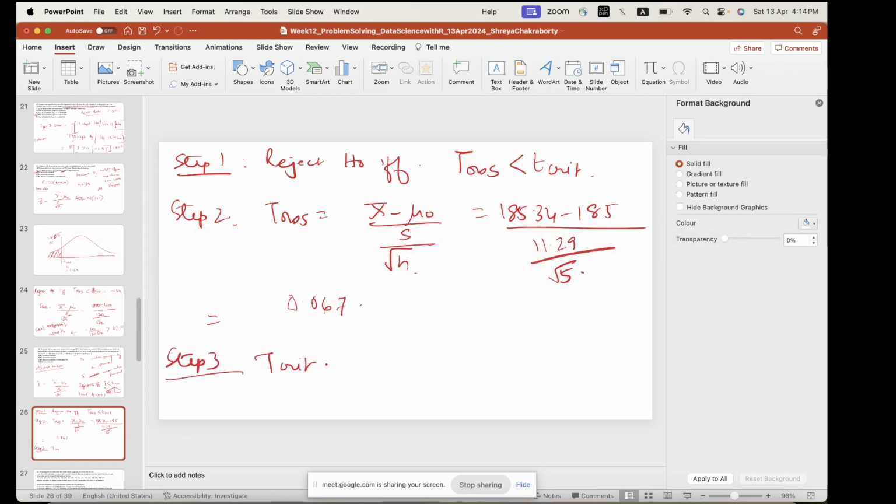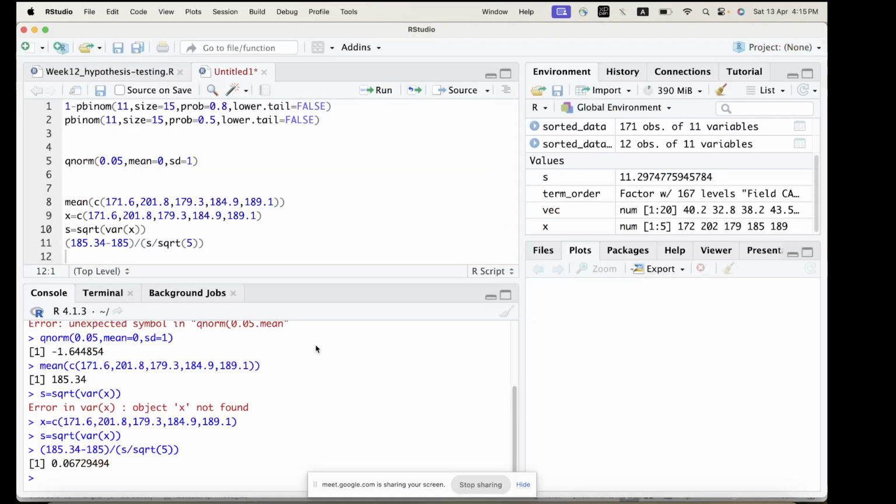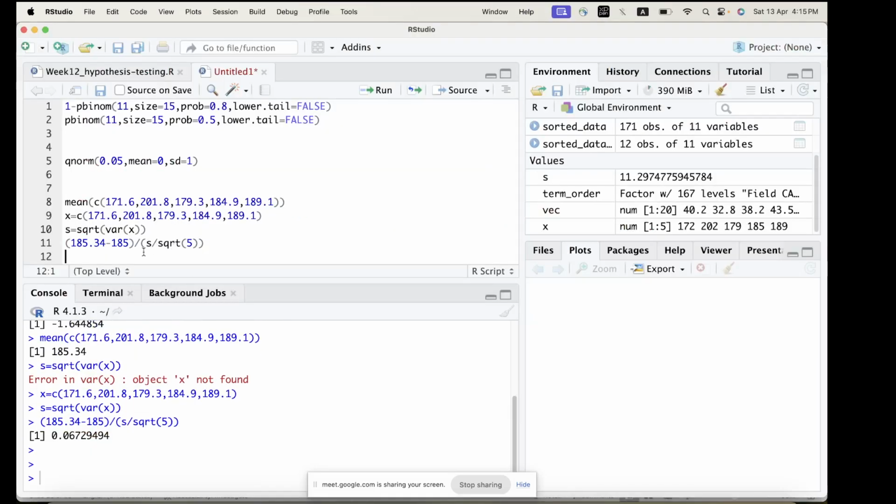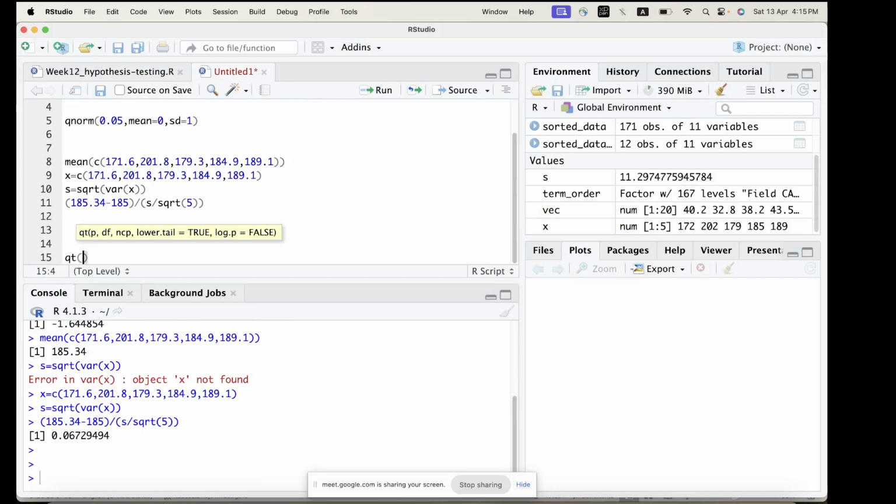T critical. This is actually that point such that the area above it should be 1 minus alpha, and df is n minus 1. So how do I get this value? This would be qt, that value of t such that 0.05 should be the area above. So lower dot tail equal to false.